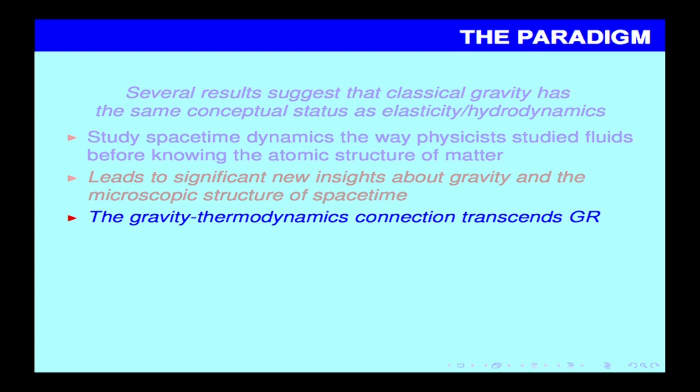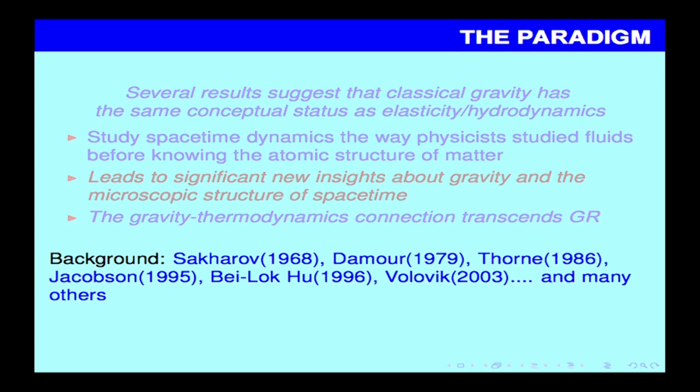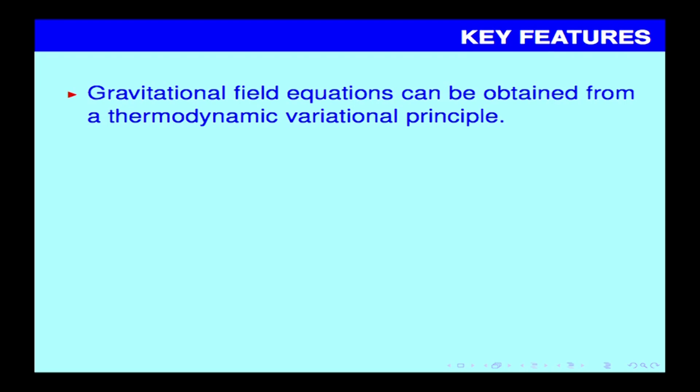And one of the key points is that this connection transcends Einstein's general relativity, but I am only going to stick with Einstein's general relativity here. Many people have worked on it, but I am essentially going to summarize the work done in my group. Okay. So, the first point, which I will elaborate a little bit more, but not much more, is that here you derive the gravitational field equation not by varying the metric in an action, but from a thermodynamic variational principle. You essentially maximize the enthalpy of the null surfaces, and you get Einstein's equation almost.